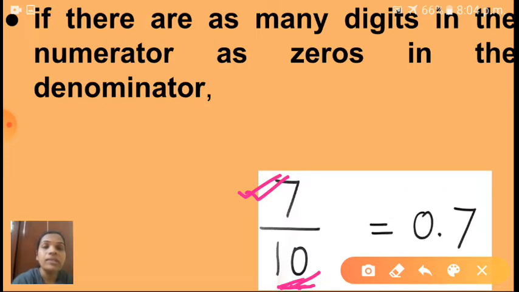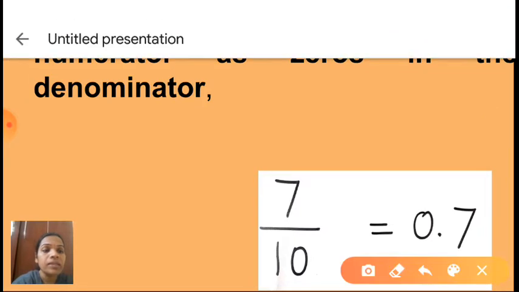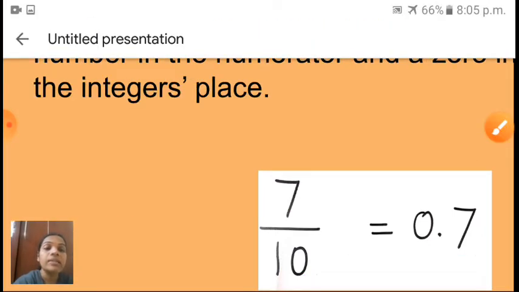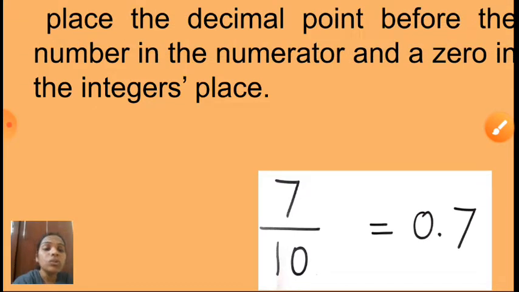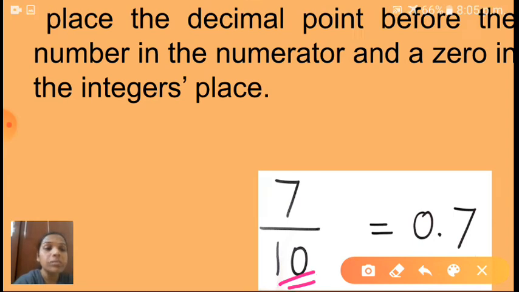If there are as many digits in the numerator as zeros in the denominator, that means the same number, here one 0 and one digit number, then in such cases I will tell how to write the decimal fraction. Place the decimal point before the number in the numerator. Here one 0 and one digit number.